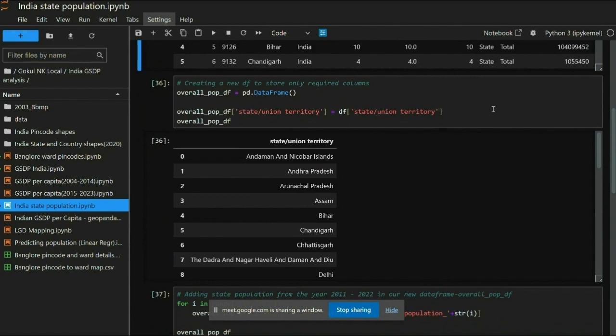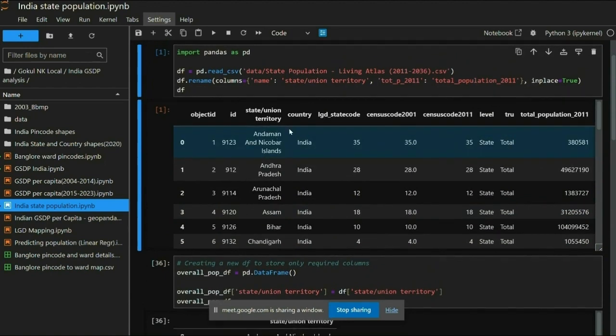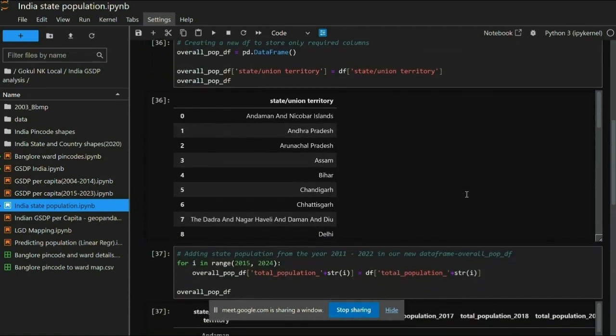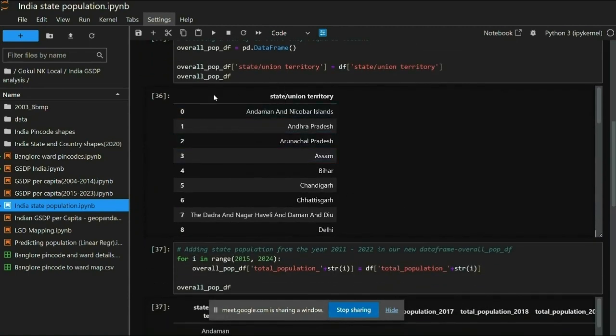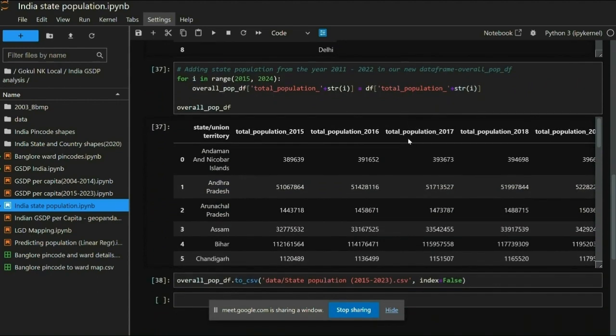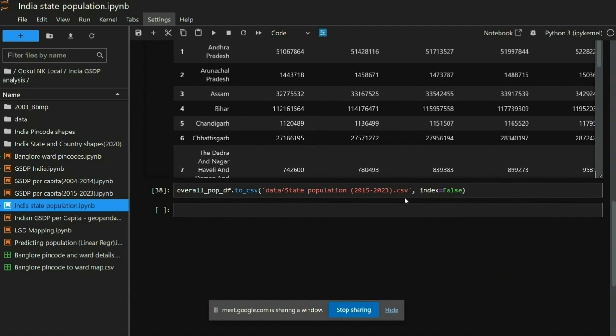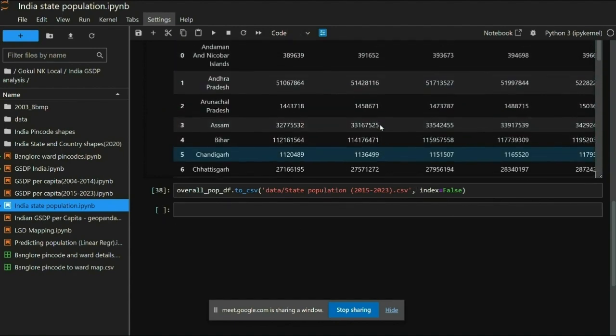Here we are creating a new data frame with just the columns we needed, since there are too many columns in the raw data we collected from the internet. So we have added the state column here in our new population data frame, and then added the population from 2015 to 22, since that is the only period relevant for our analysis here, and exported it into a CSV for the calculations of GSDP per capita.